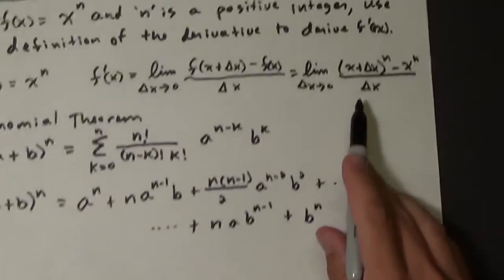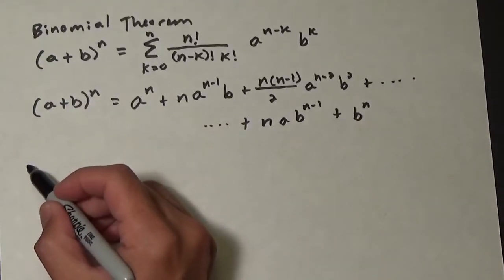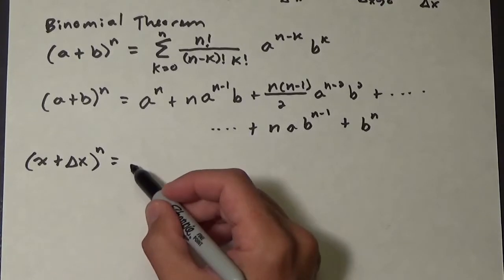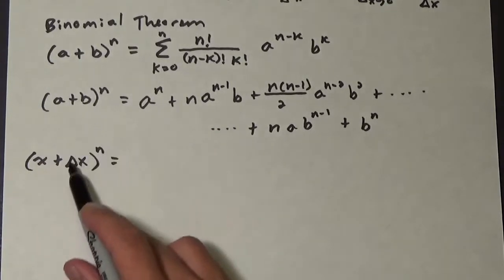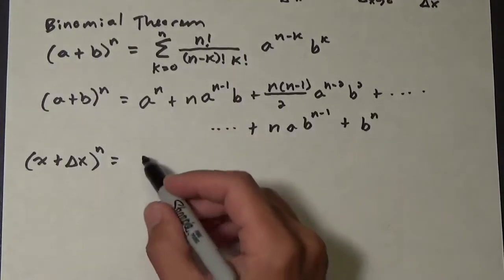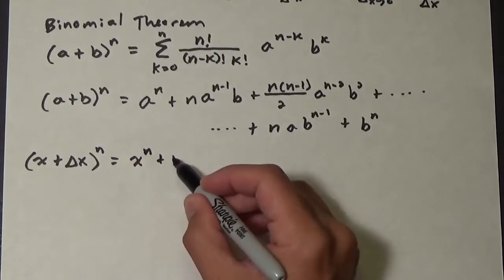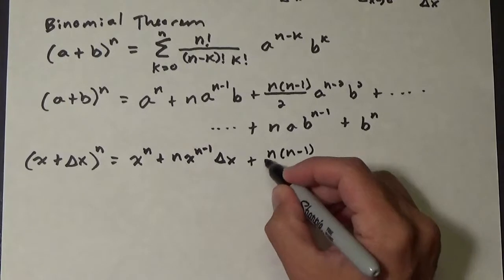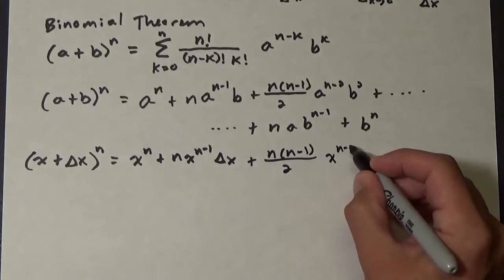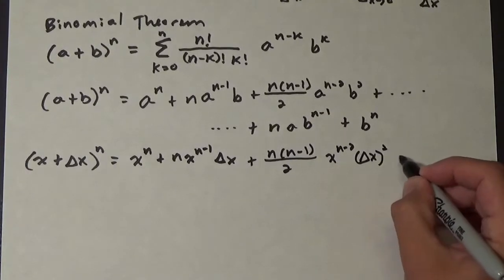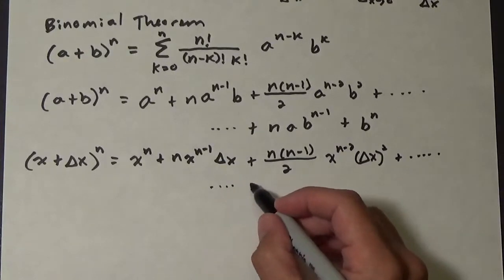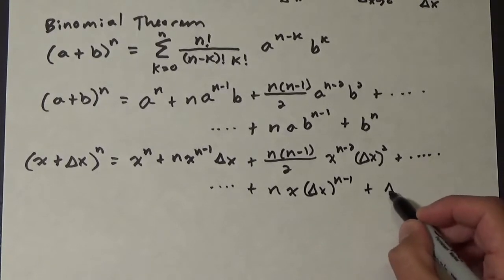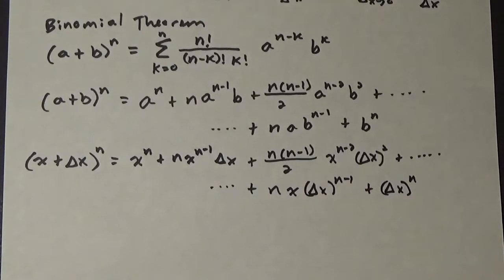All right, so let's put this into our binomial we want to expand. Our binomial we want to expand is x plus delta x to the n power. And so this means a is x, b is delta x, and so we just follow our little formula now. So we're going to have x to the n plus n x to the n minus 1 times delta x plus n times n minus 1 over 2 x to the n minus 2 delta x squared plus dot dot dot, plus n x times delta x to the n minus 1 plus delta x to the n power. Very nice.